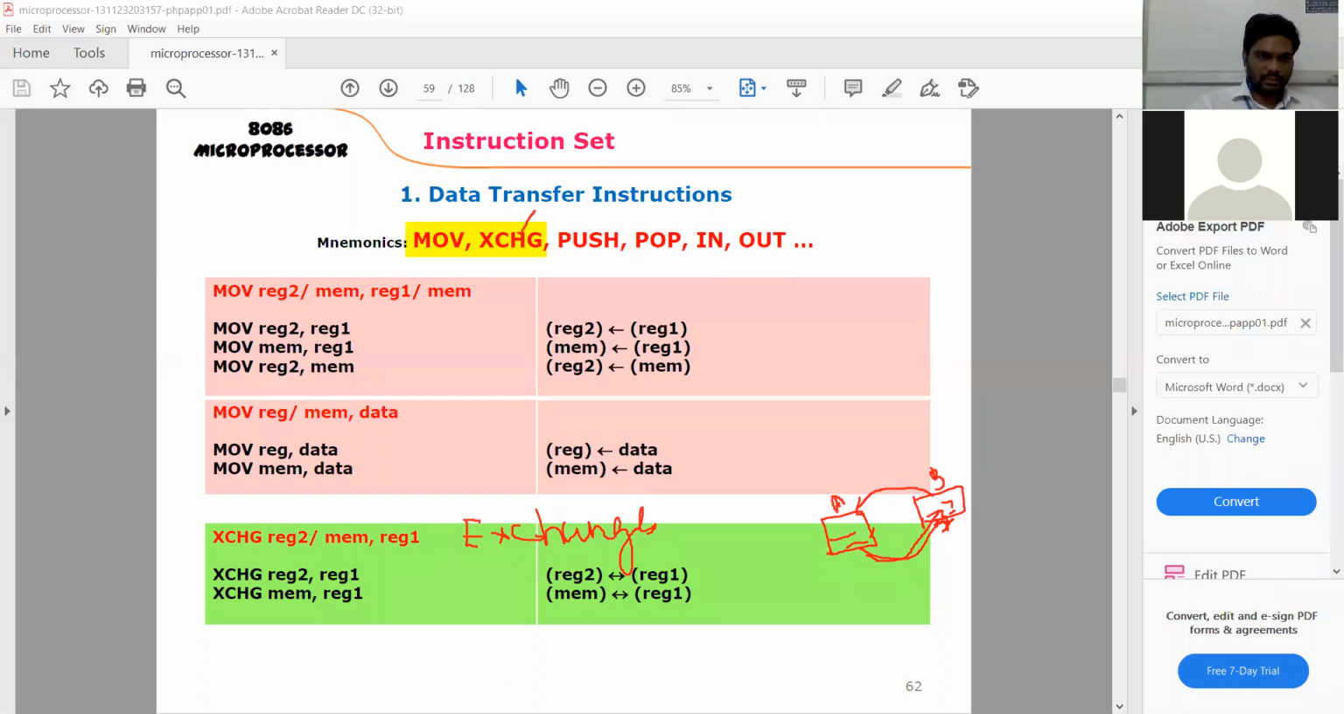Let us now see the different possibilities of writing this instruction. The first possibility is XCHG register 2 comma register 1. That means the contents of register 1 will be transferred to register 2, and the contents of register 2 will be transferred to register 1. The exchange of data is between two registers.